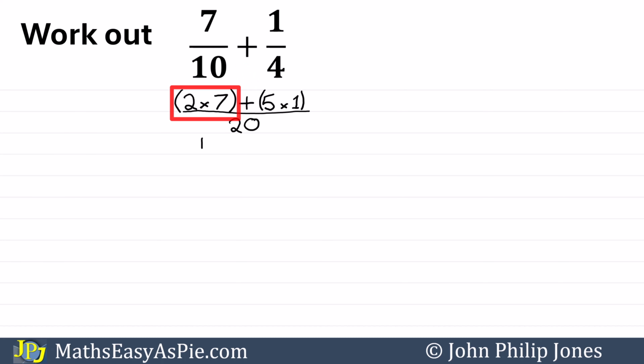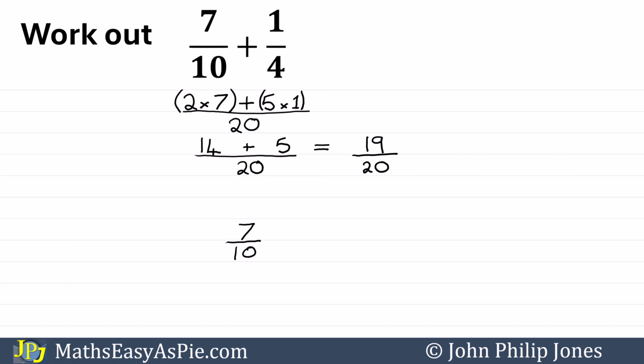2 times 7 is 14, plus 5 times 1 is 5. All this gets divided by the 20. This will equal 14 plus 5 is 19, divided by the 20. Therefore, 7/10 plus 1/4 equals 19/20.